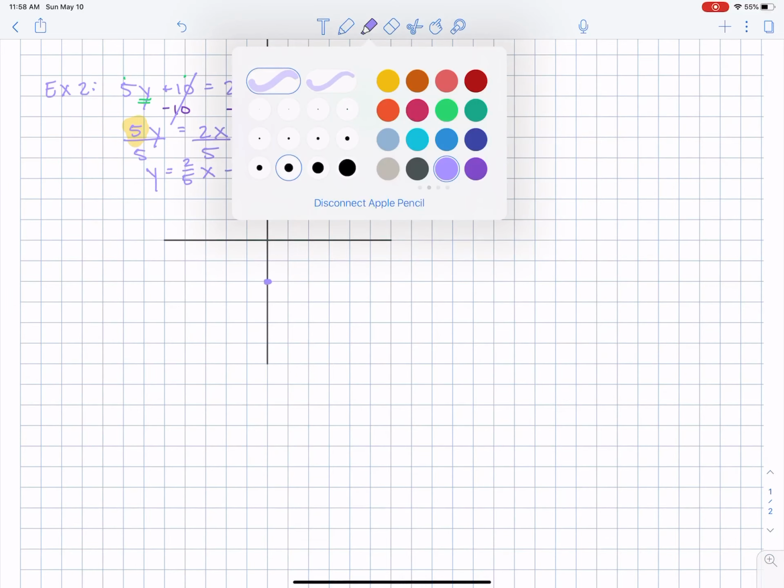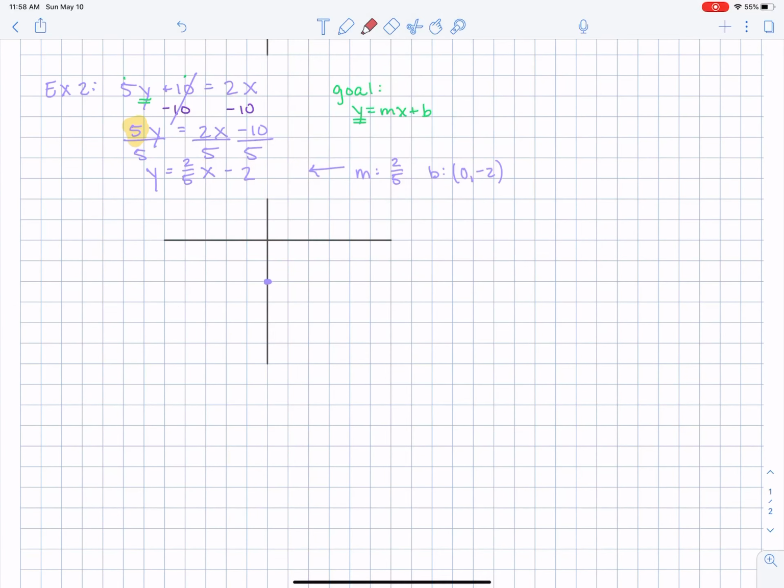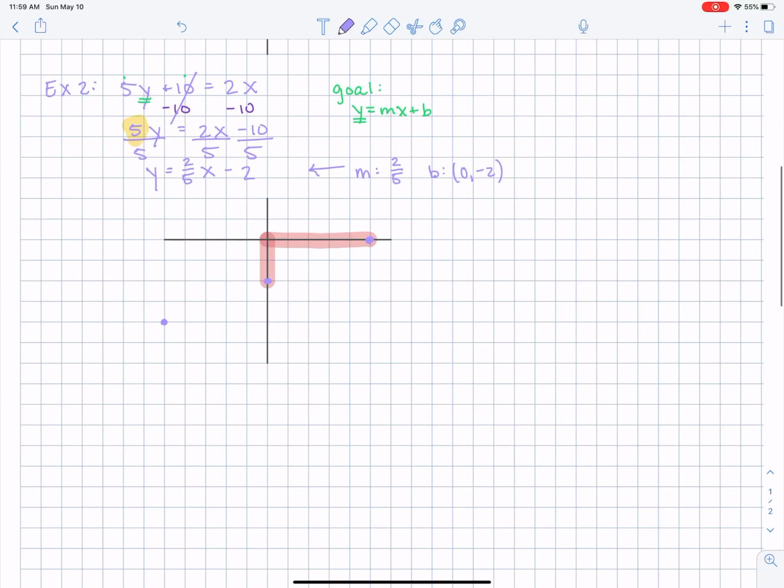Do a different color. This guy. I like to move up 2 and then to the right 5. And there's my next point. All right, so from here, I go ahead and I make that point on the line. Now you can also go down 2 and to the left 5 to make a third point. You only need 2 points, but again, I like to have 3. From there, please use a straight edge and go through the line.